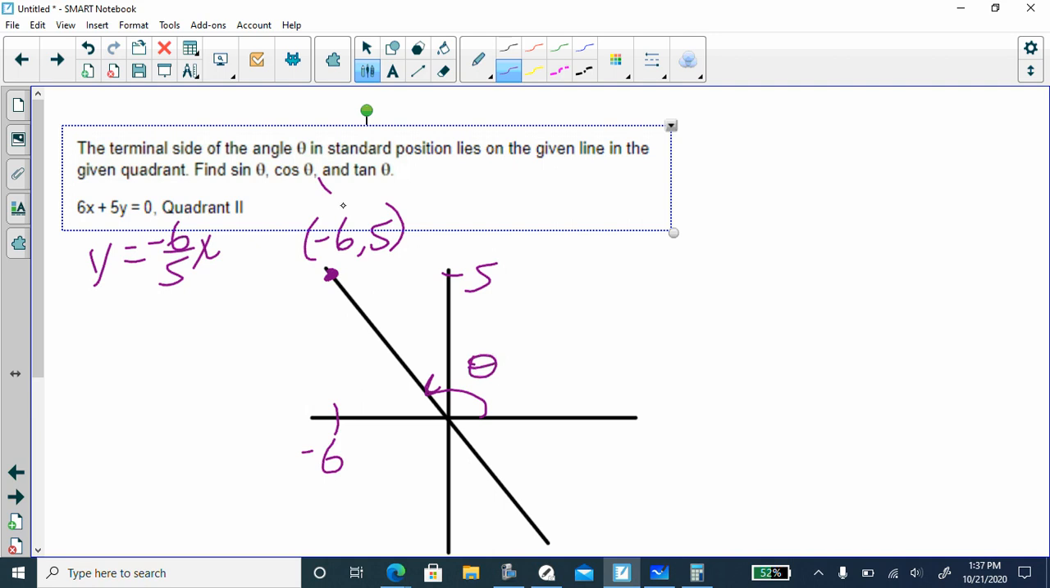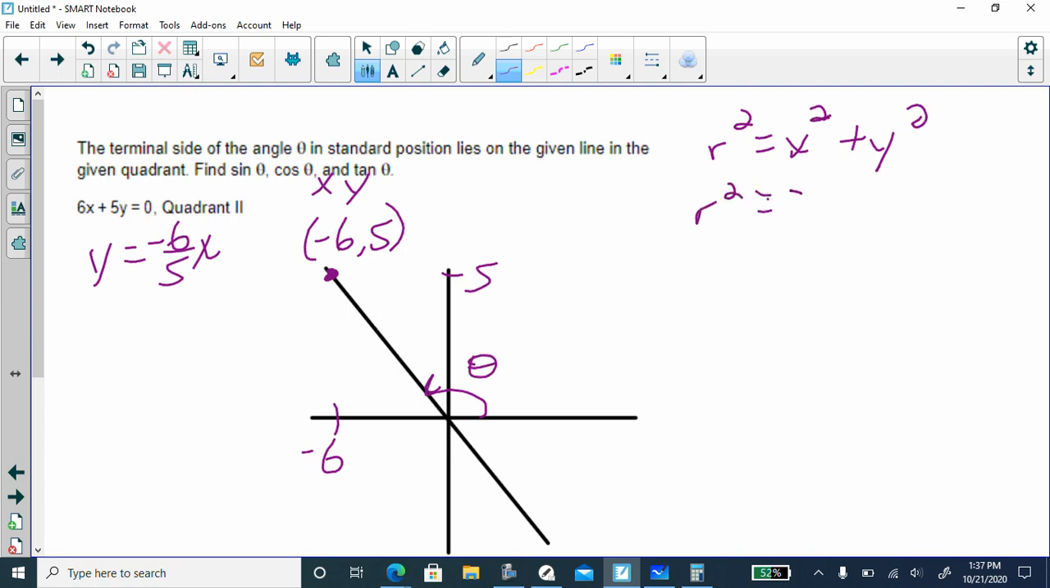So this is the x-coordinate, this is the y-coordinate, and we could also get the radius. The radius squared is the x squared plus the y squared. So if we square the x coordinate, we get 36. If we square the y coordinate, we get 25. Add those together, that's 61. So r is the square root of 61. So that's r.